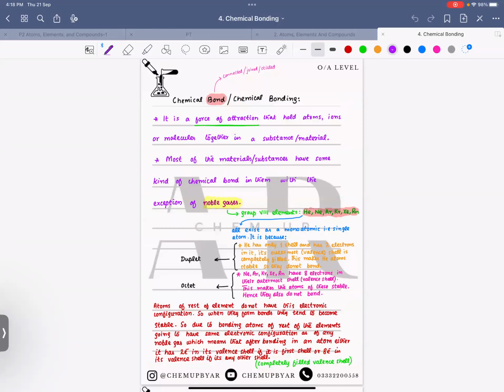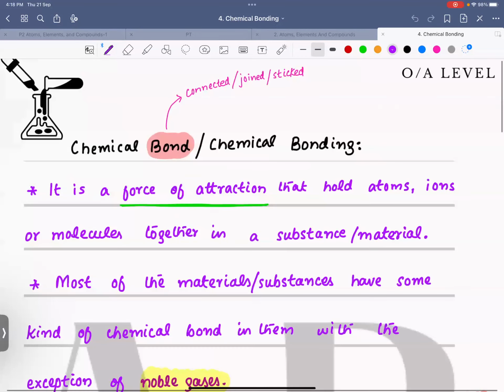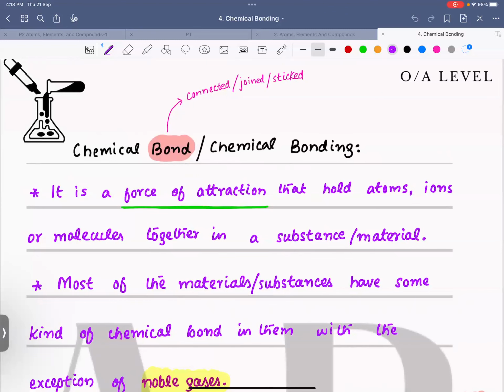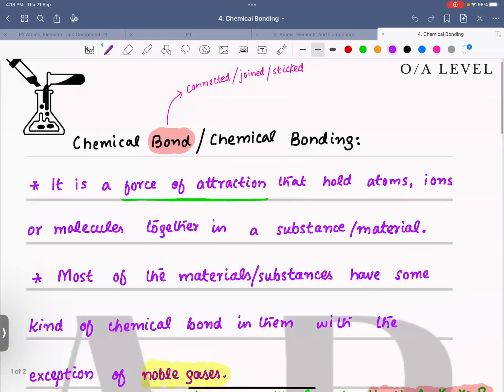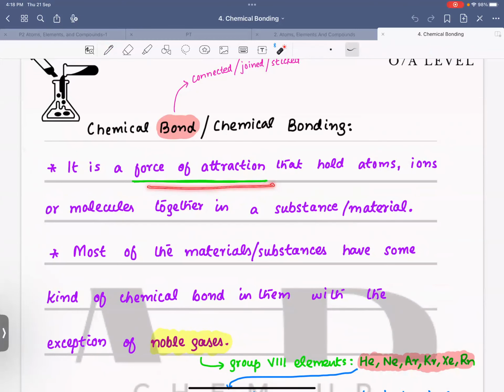Okay, now the next thing that we are going to start is the chemical bond. Whenever we talk about a bond, bond means to connect or to join or to stick with each other. So when we talk about a chemical bond, we always consider it as a force of attraction which can hold either atoms together or ions together or molecules together in a substance or a material. Because when we look at any substance, we see it as a whole, which means there are so many atoms or molecules or ions in it.